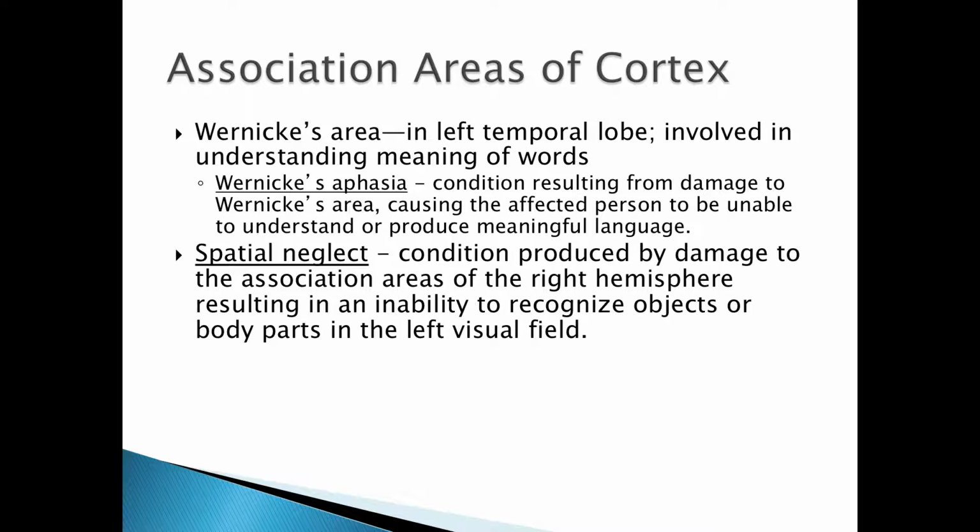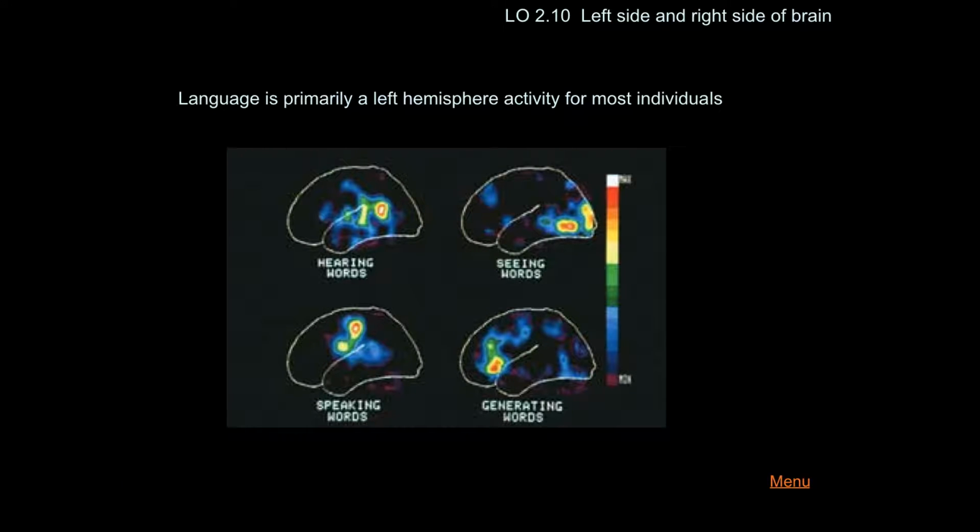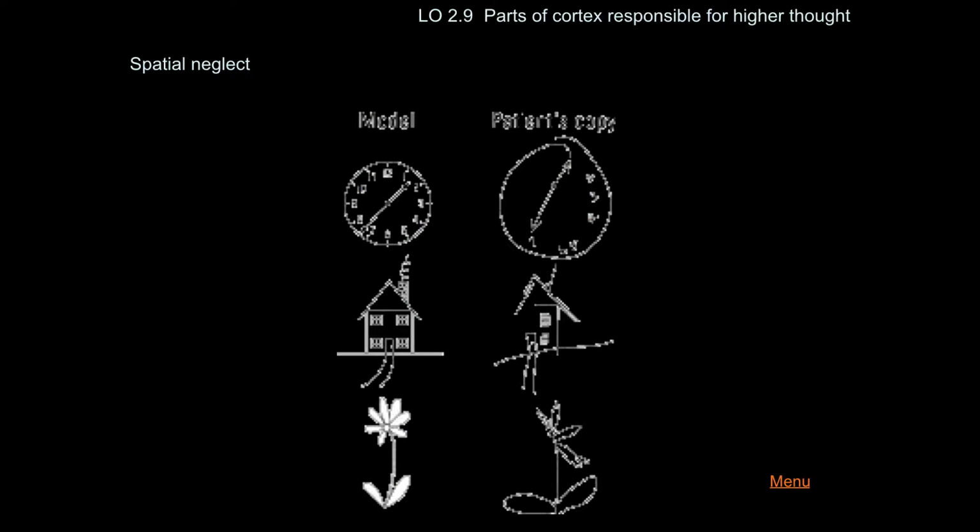Spatial neglect is this really interesting phenomenon that occurs when somebody has some of the damage in these association areas. When the right hemisphere is damaged, people will have this inability to recognize objects that exist in the left visual field. So if you show somebody a clock and ask them to draw the clock, they're going to leave out this section. Why? Because they're literally not seeing it.